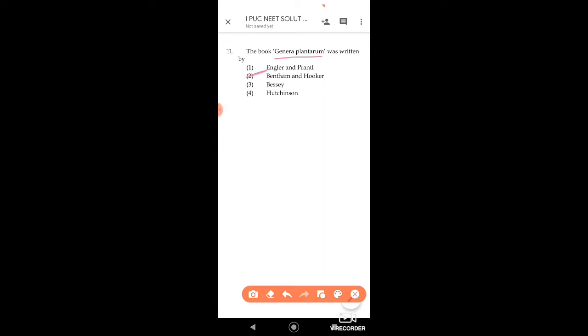The 11th question we have is, the book Genera Plantarum was written by. There are 4 options. Option A is Engler and Prantl. Option B, Bentham and Hooker. Option C, Bessey. And option D, Hutchinson. Out of these 4, let me tell you, the book Genera Plantarum was written by Bentham and Hooker. It is their monumental work. In fact, from the year 1862 to the year 1883, they worked on the Genera Plantarum.